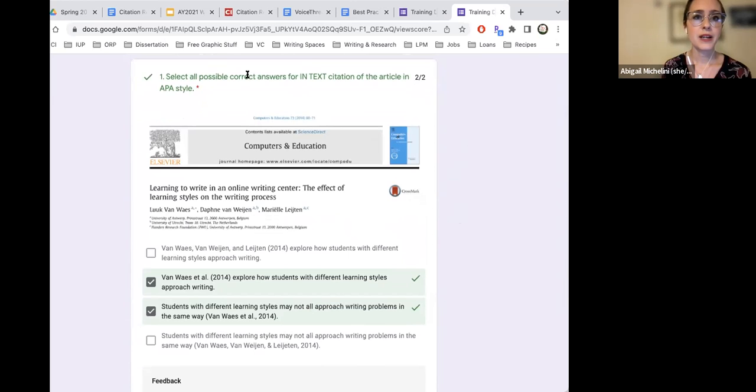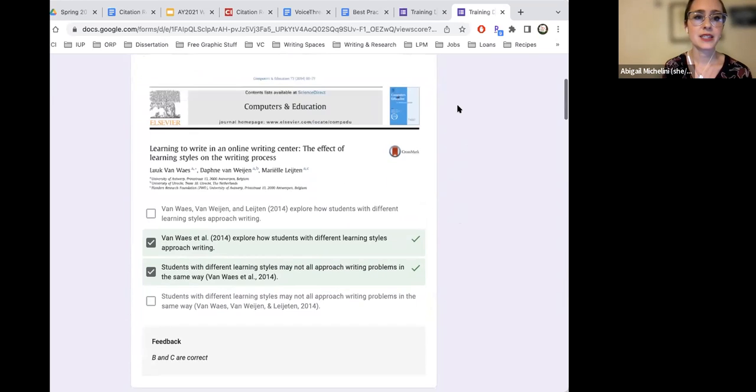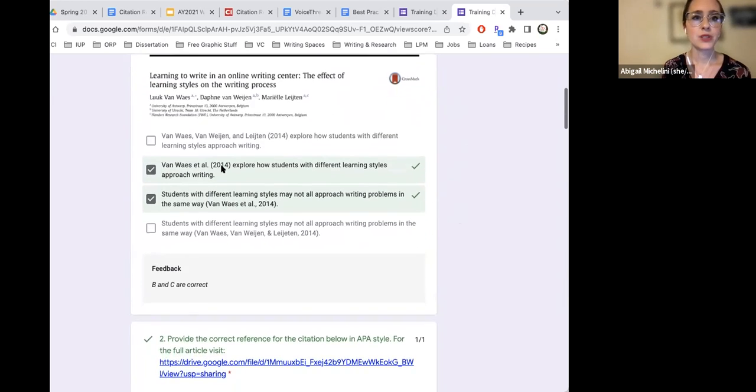So select all possible answers for a correct in-text citation in APA. So a little bit different, right? We have 3 authors, so we can use the et al right away. We do not list them out. And then we have the year, or the parenthetical citation is going to use the et al right away as well with a comma and then the year. Those are correct. The other 2 are not because they don't use et al.